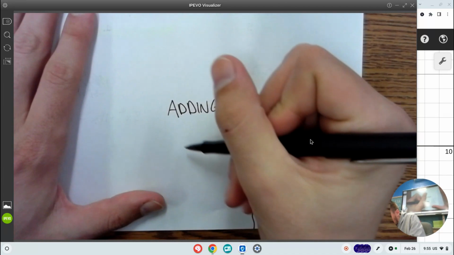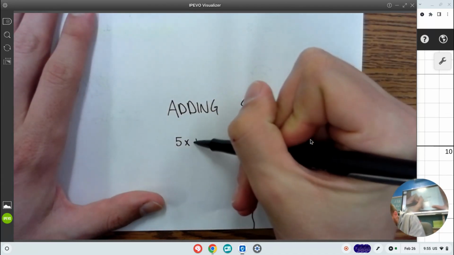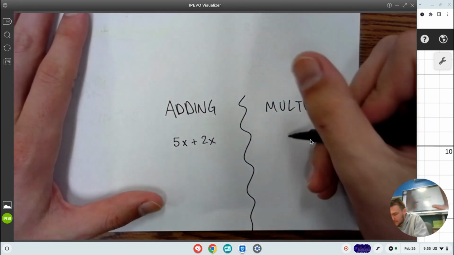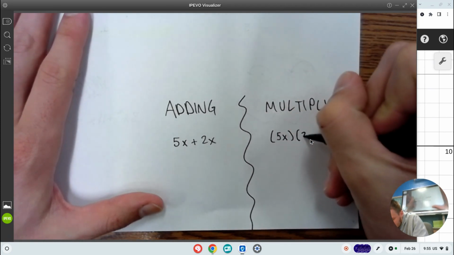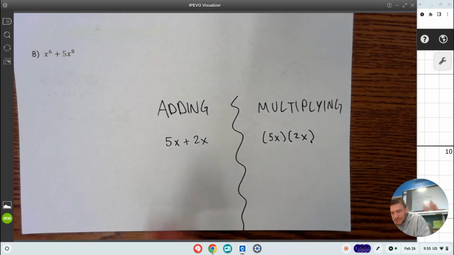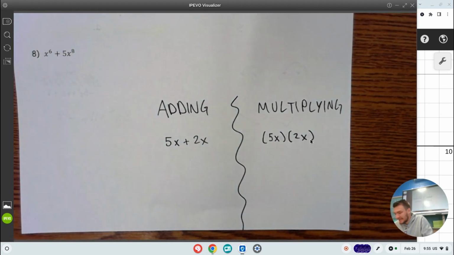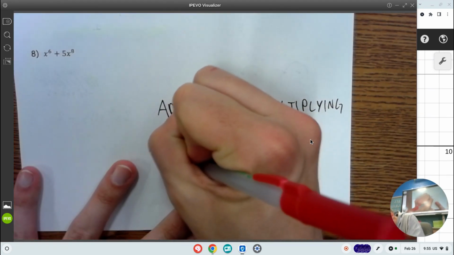We're going to start off with adding, maybe 5x plus 2x. And then we'll do the same thing over here, 5x times 2x. So when it comes to adding, we know how to do this, right? How do we add 5x and 2x together? 5 plus 2 makes 7. And then what do we do with the x's?